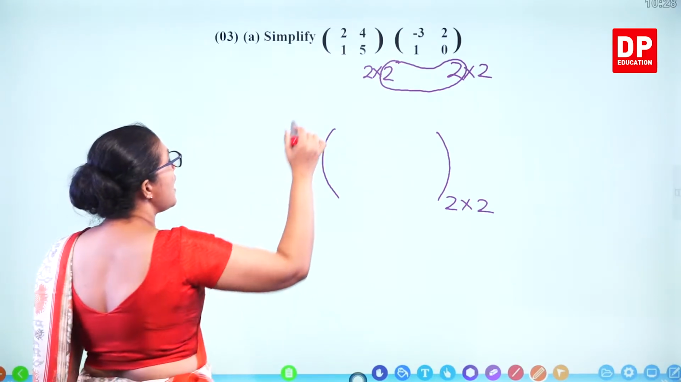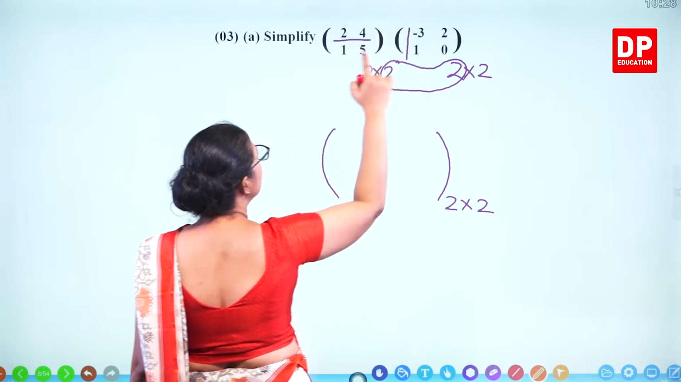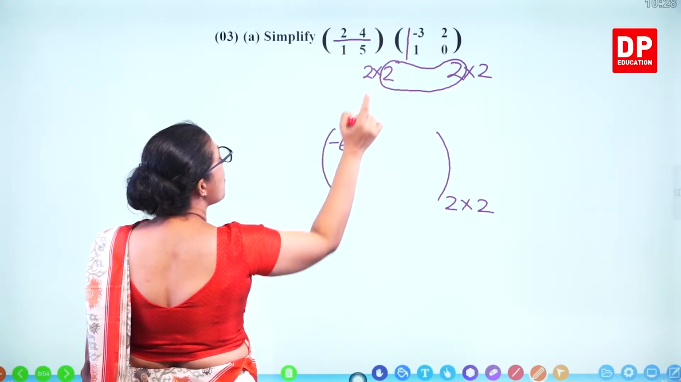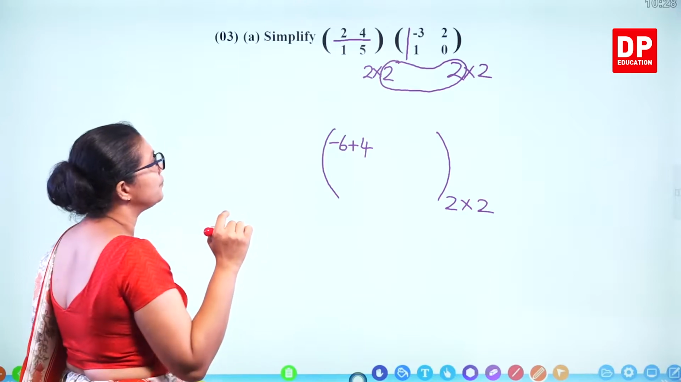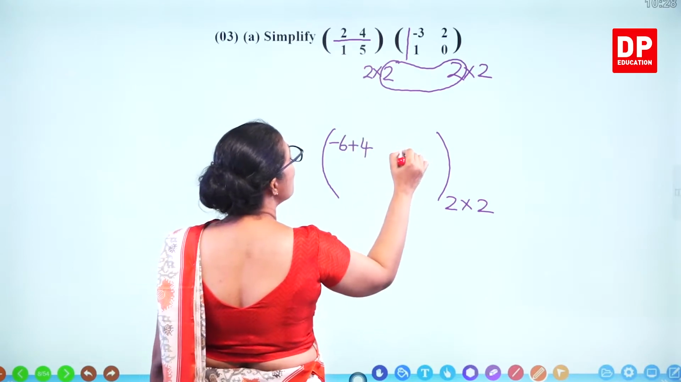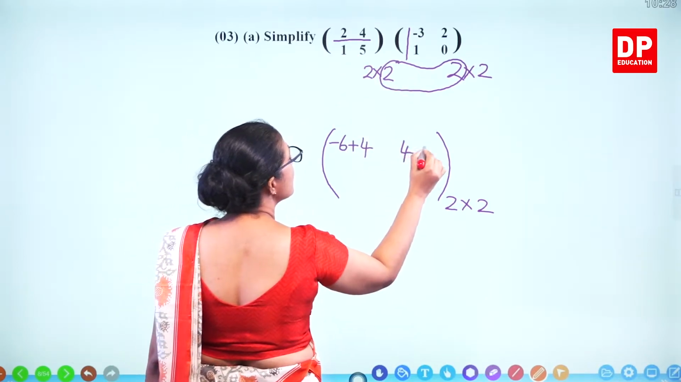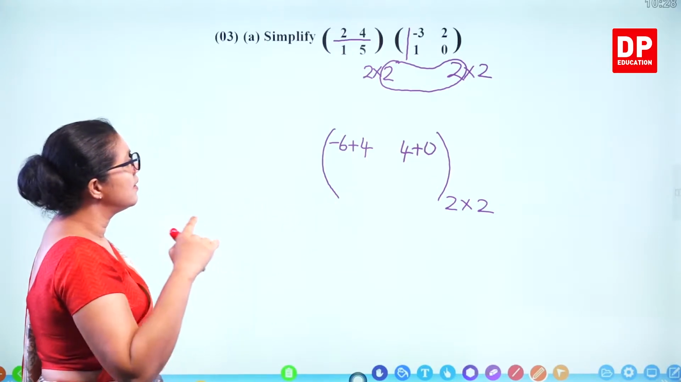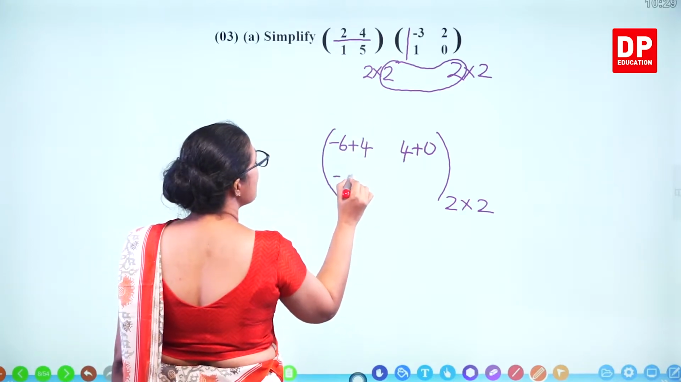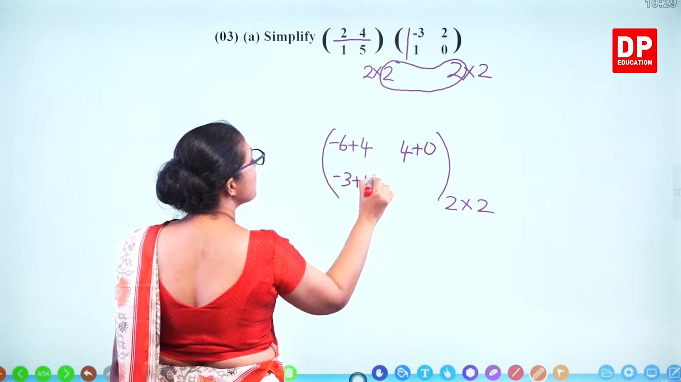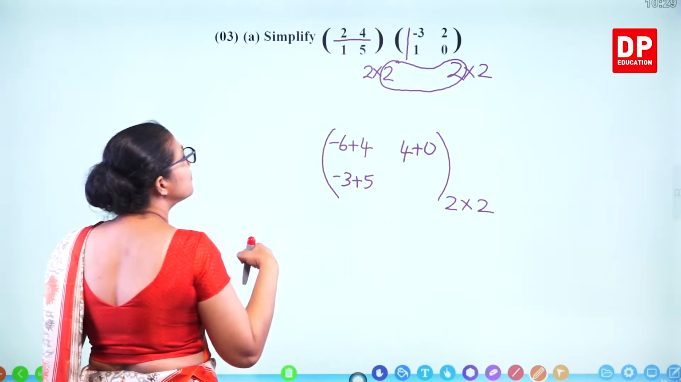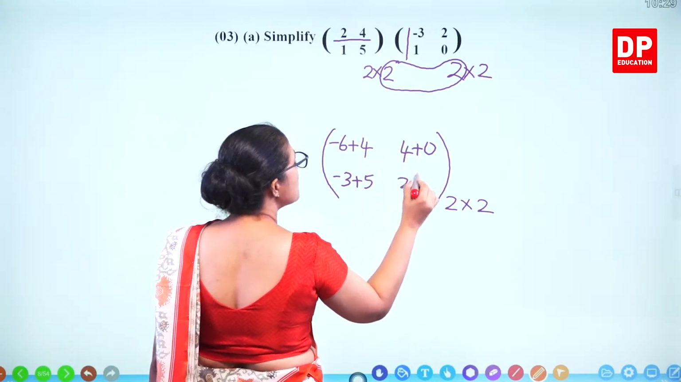First value, how you get? First row with first column. 2 times minus 3 minus 6. 4 times 1 plus 4. That's the first value. How you get this value? First row with the second column. 2 times 2, 4. 4 times 0, 0. What's this value? Second row, first column. 1 times minus 3, minus 3. 5 times 1, 5. Last value is second row with second column. 2 times 1, 2. 5 times 0, 0.